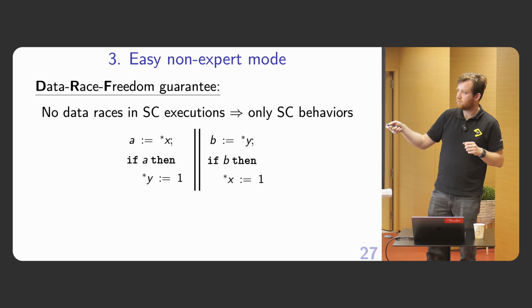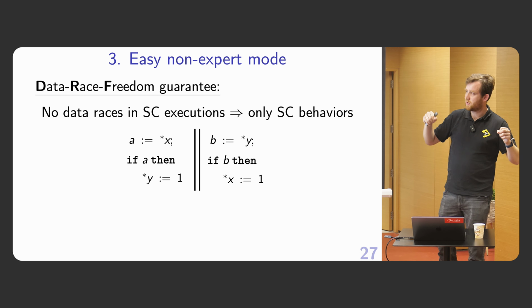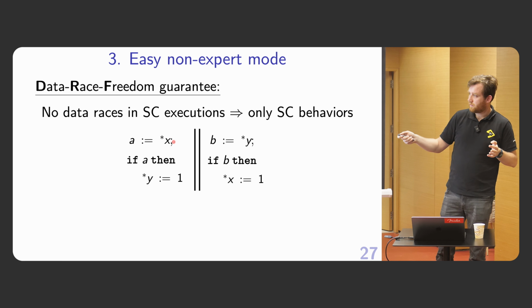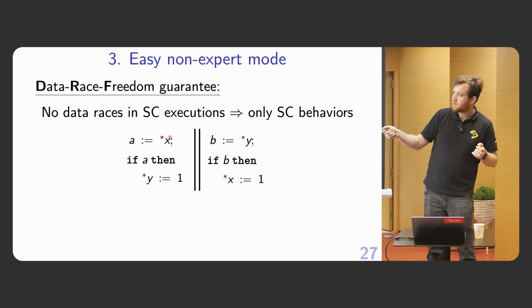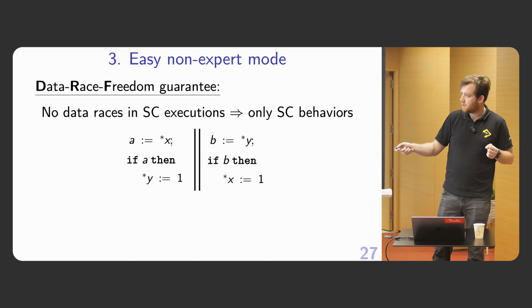Let's try to execute this program in sequential consistency. Once again, x and y are equal to 0. So we start by executing either this read or this read, right? We get the value 0 anyway if we perform this read.